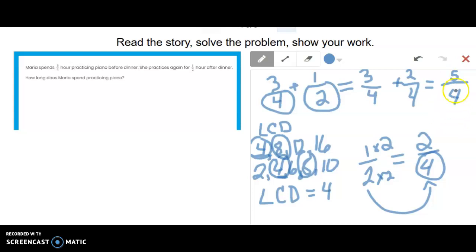Now, you'll notice that that's an improper fraction. It's okay. At this point, it is okay if we stop here and say that we've got an answer of 5/4. As we continue to work with fractions, we're going to see how we can change that improper fraction into a mixed number.